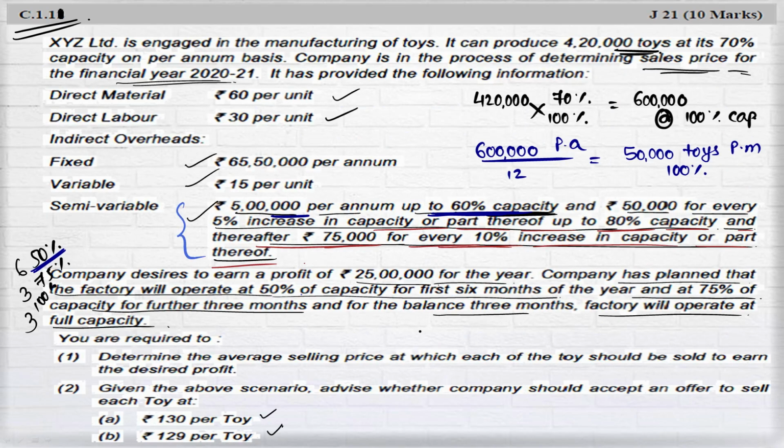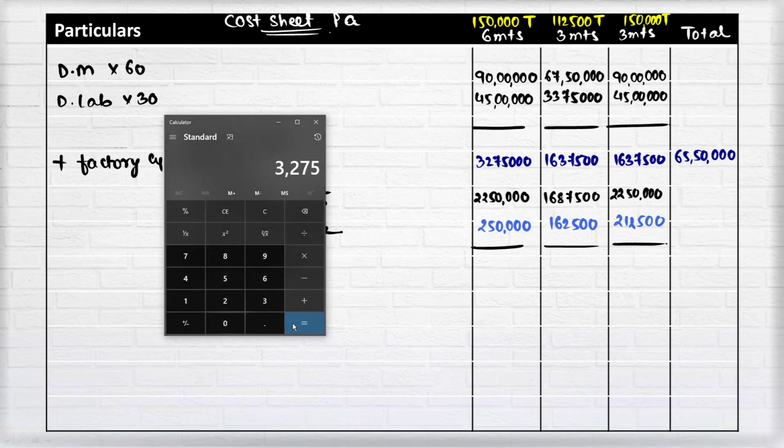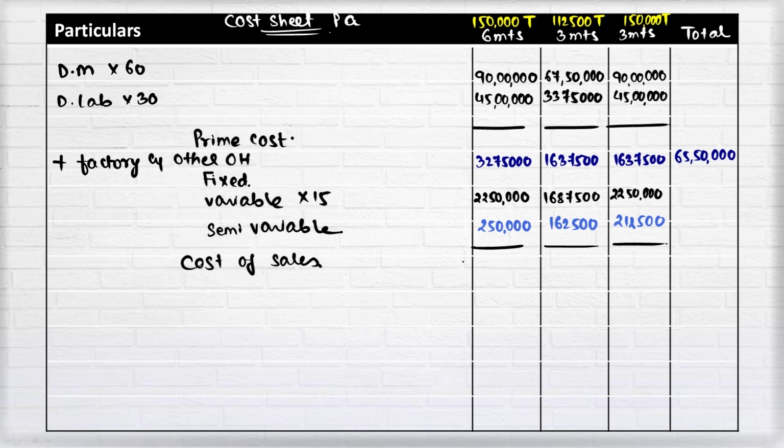No. Semi-variable, earn a profit 25 lakhs. Company has planned that factory will operate at 50% capacity. This we have determined. All the cost we have taken into consideration. Average selling price of each toy. Alright. We can find out cost of production or even cost of sales. I can directly write down this as cost of sales because there is no other cost. It is the 32 lakh 75,000 plus 22 lakh 50,000 plus 2 lakh 50,000. 57 lakh 75,000.